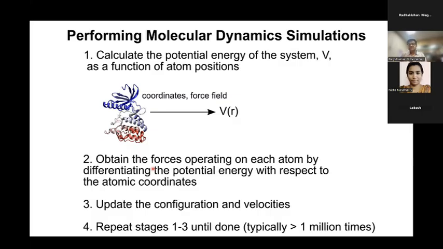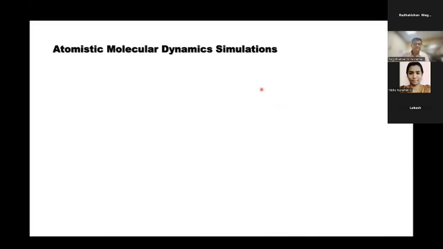Now, since the system changed after a particular period of time, we calculate the potential energy again. We see the differences in potential energy, and then we give another set of velocities. And then we do this many times, typically more than 1 million times. This is the molecular dynamics simulation. Very simplistic way of explaining, but I have moved over a lot of intermediate steps.